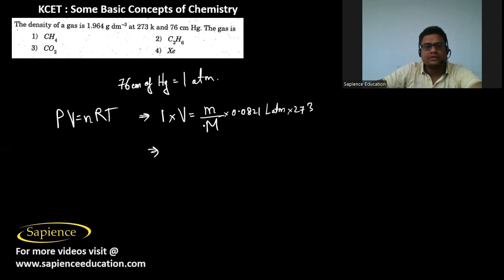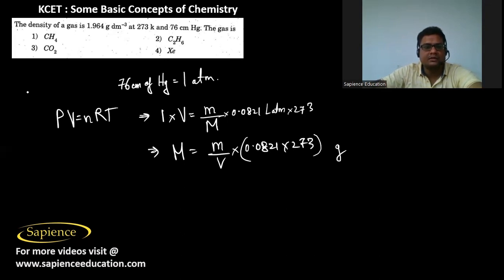Now here you can see the molar mass of the gas, we can say m by v into 0.0821 into 273. So this molar mass will come in gram. Since the density of the gas rho, that is mass by volume, is given in gram per decimeter cube, meaning gram per liter, it is 1.964 gram per liter.